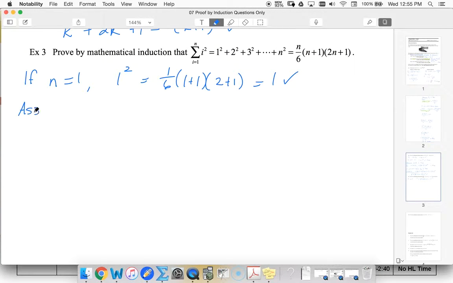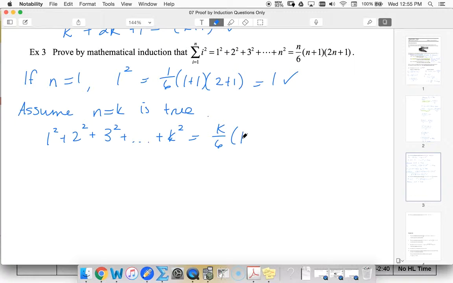So now we assume n equals k is true. And I'm actually going to write that down. So we're saying that 1 squared plus 2 squared, 3 squared, and down to k squared is equal to k over 6 times k plus 1 times 2k plus 1 is true.